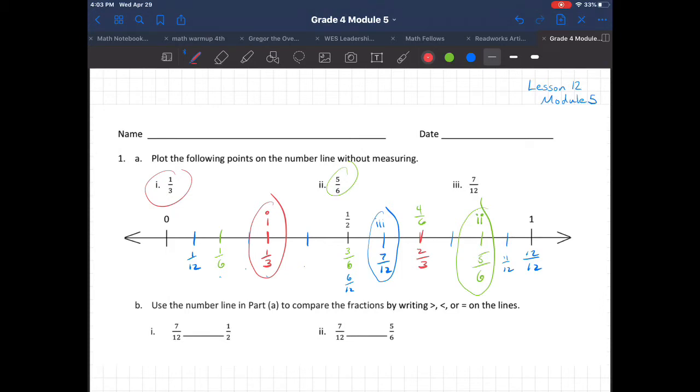So now use the number line of part A to compare the fractions. Well, now it's pretty easy to see that 7/12 is a little bit more than a half, and 7/12 is less than 5/6, just from where they are on the number line.